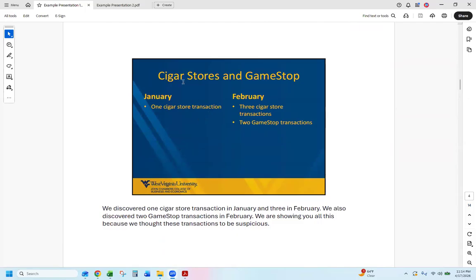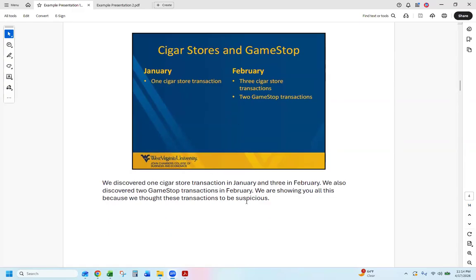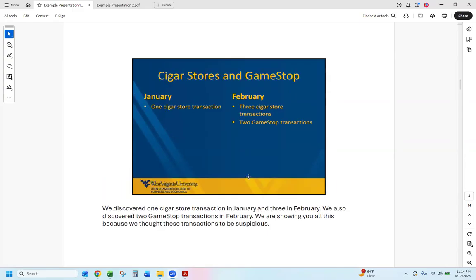Whoever did this, they were searching for cigar stores and GameStop, just things that they thought might be sort of weird to have. And you can see here that they identified some cigar store transactions and then GameStop transactions. And you can see on this, we're showing you all this because we thought the transactions to be suspicious. Not suspicious is a strong word.